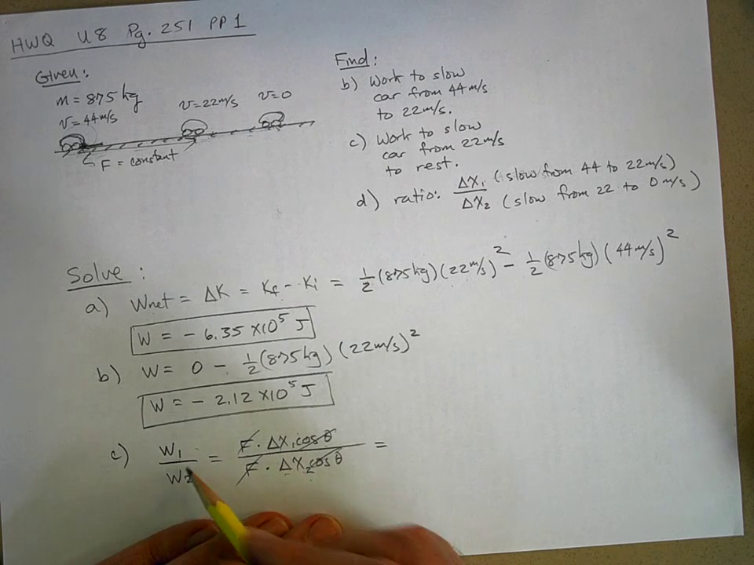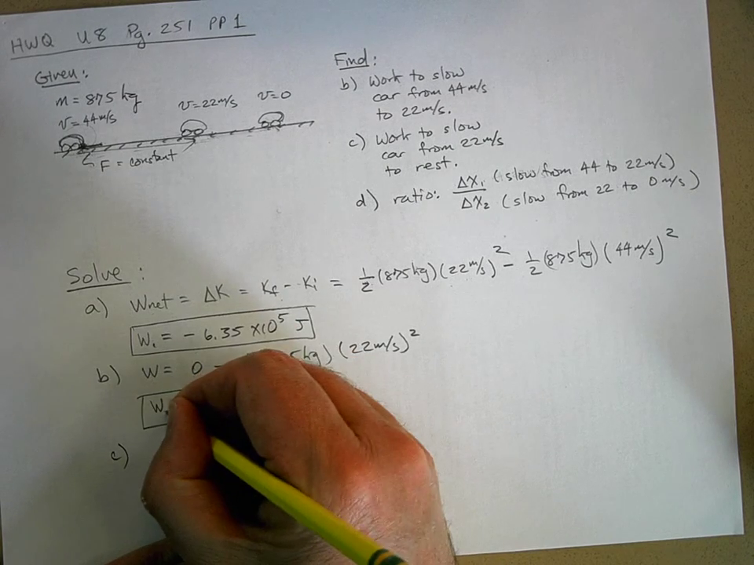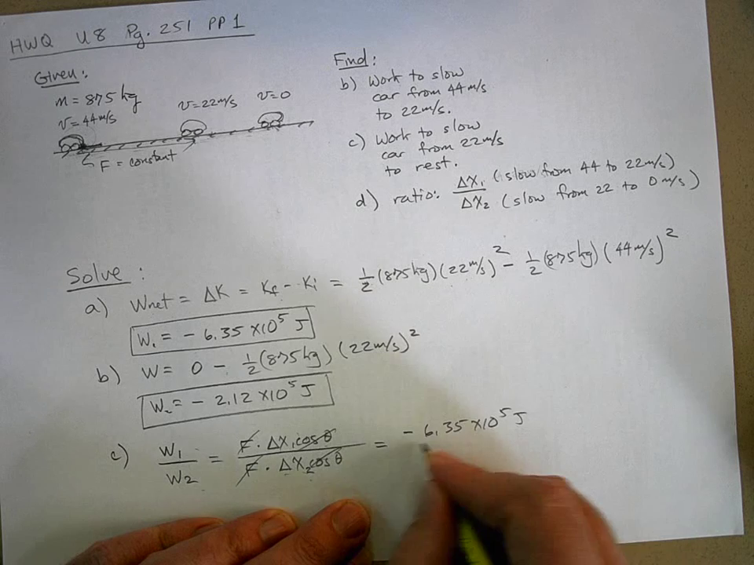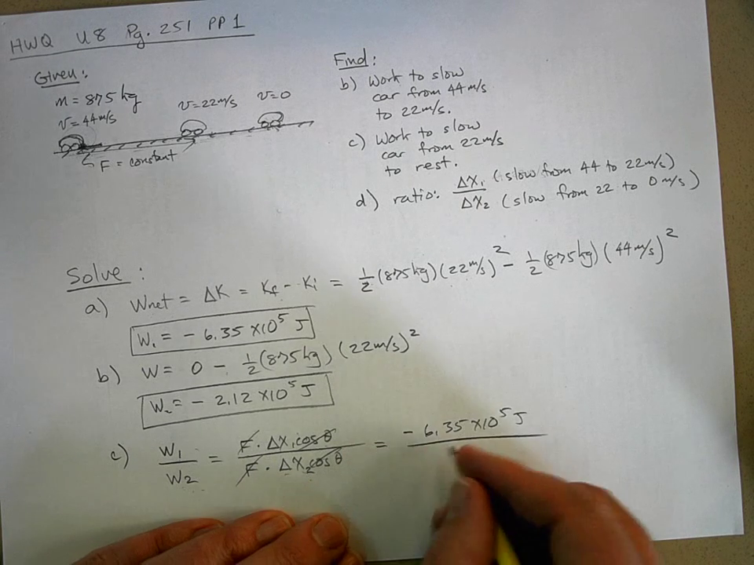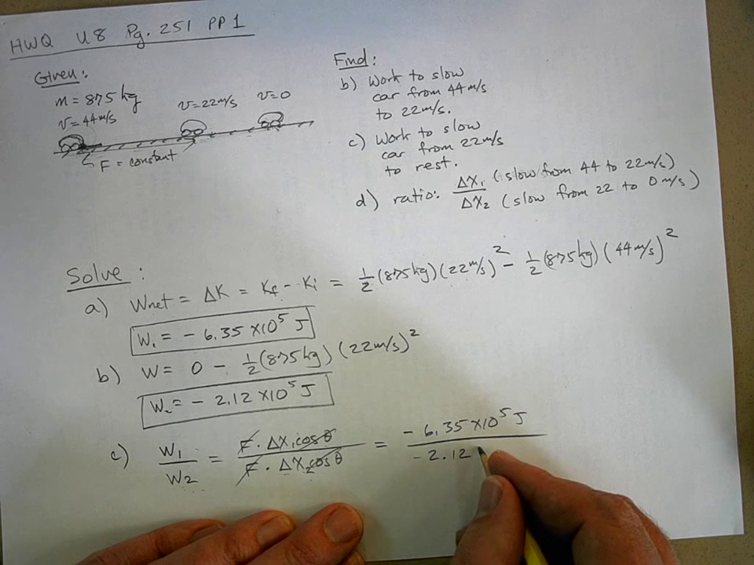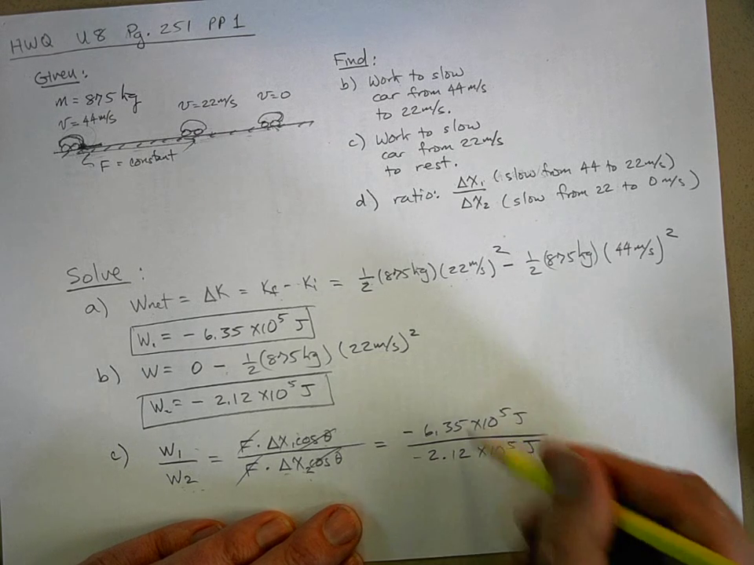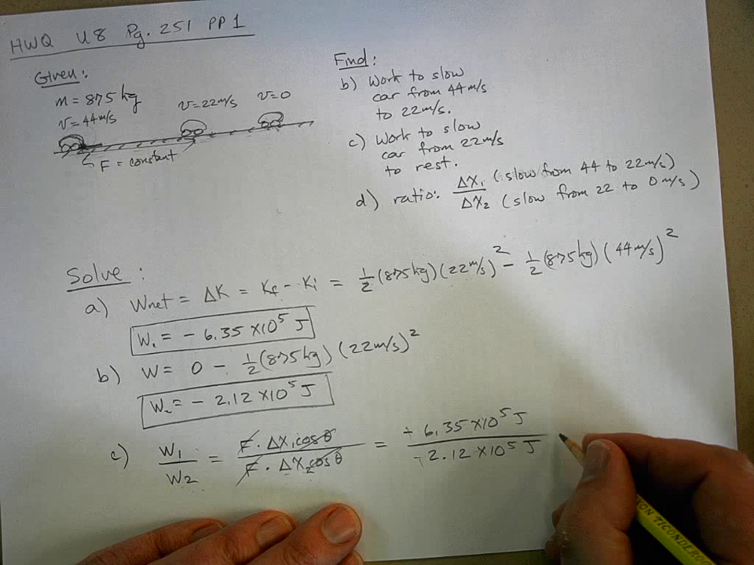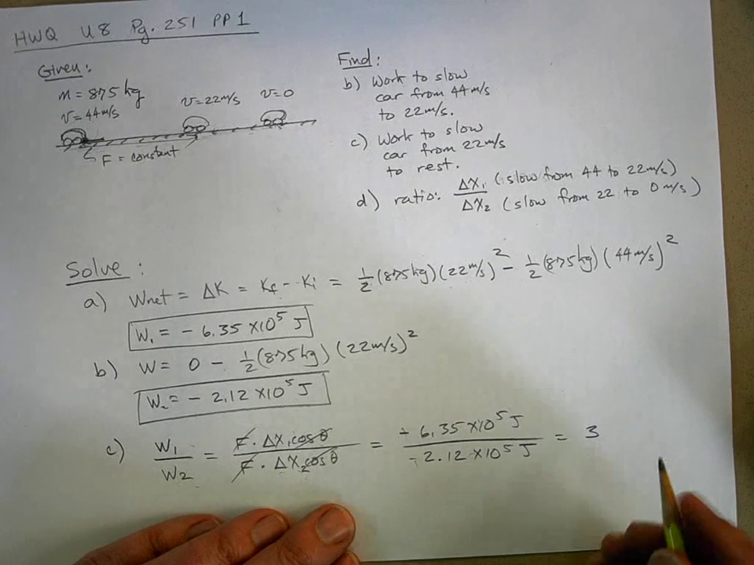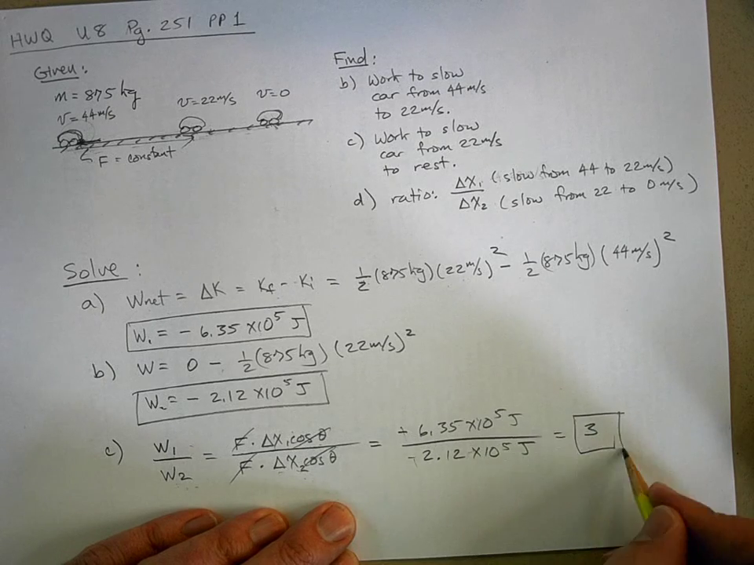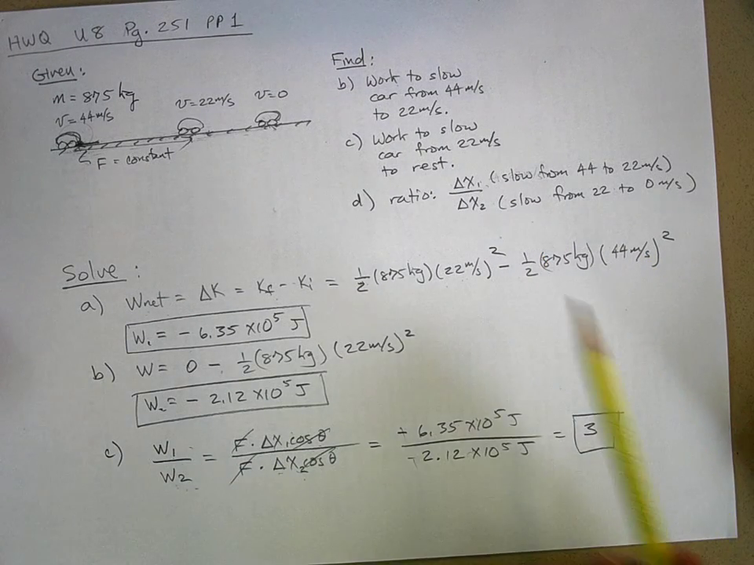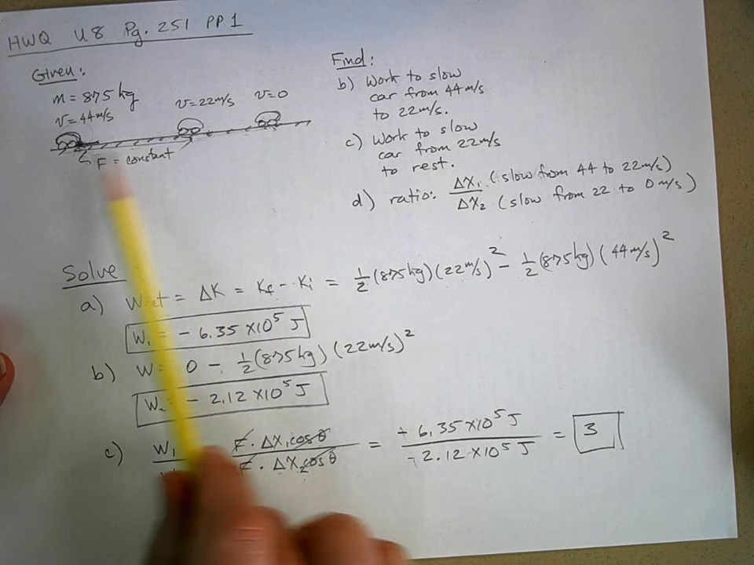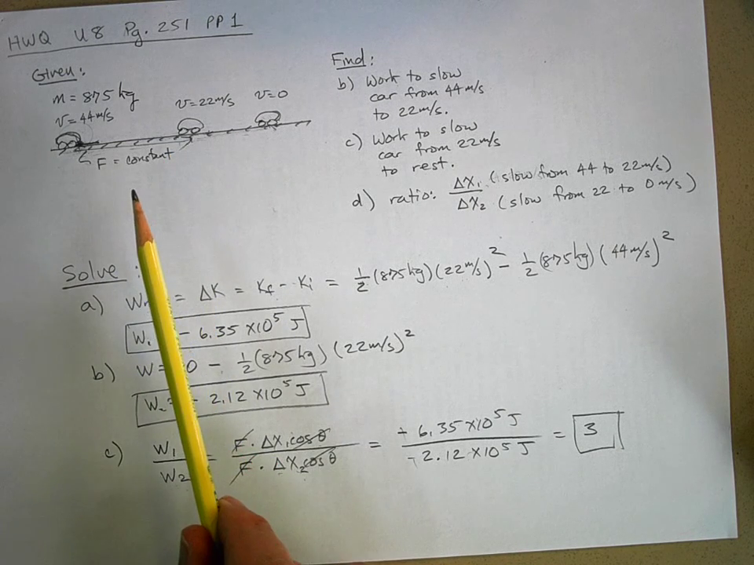Well, the work done in the first part, we'll call these W1 and W2, is negative 6.35 times 10 to the 5 joules divided by W2, which was negative 2.12 times 10 to the 5 joules. Now there's a little rounding off difference here, but if you multiply this by 3, you get that. So the answer is 3. That's the ratio of delta x1 over delta x2. So you go 3 times farther braking the first half of your speed away than you do the second half.